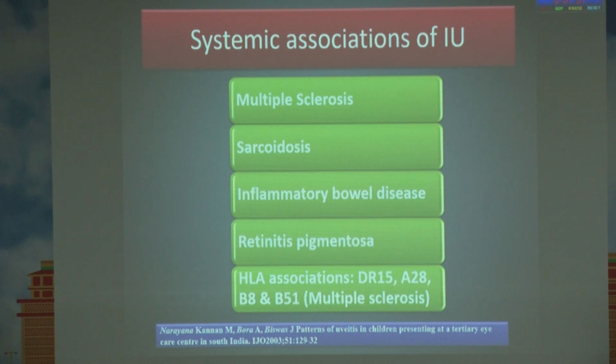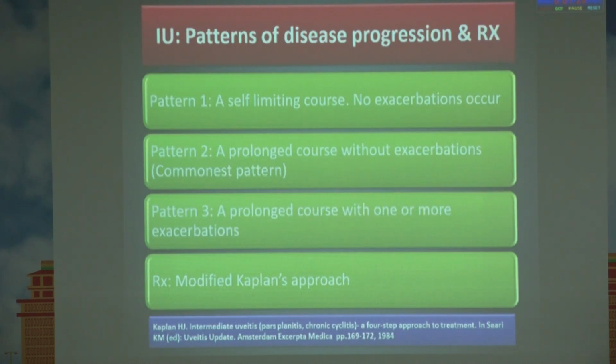Systemic associations of intermediate uveitis are there, but multiple sclerosis is rarely seen in children. But you should consider that if a female patient has bilateral intermediate uveitis with DR15 positivity, then it can be associated with multiple sclerosis. The most common pattern of intermediate uveitis is a prolonged course without exacerbations, and here we also follow the modified Kaplan approach, but with a little difference. If a patient is not responding to periocular steroids, it's better to switch over to oral NSAIDs like naproxen, then you should plan for oral steroids.